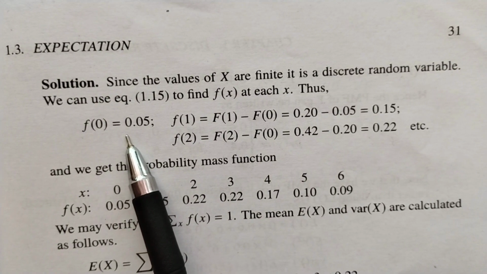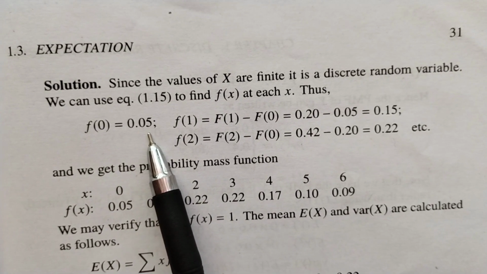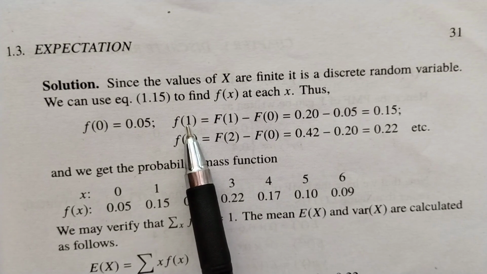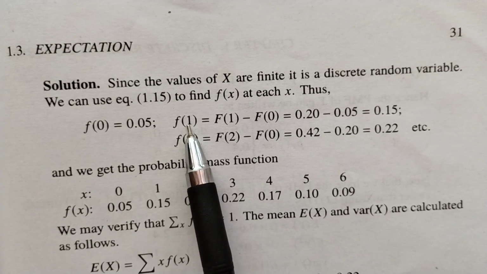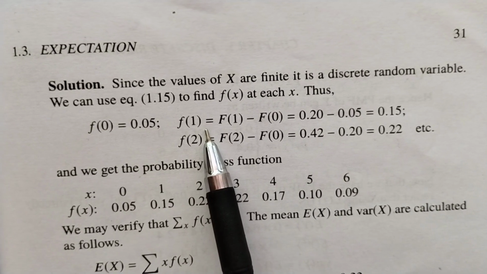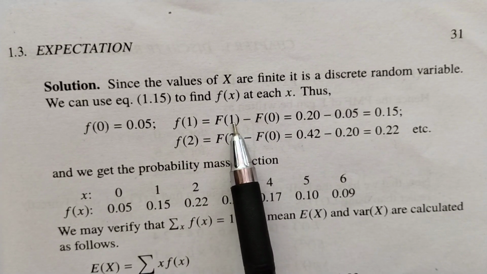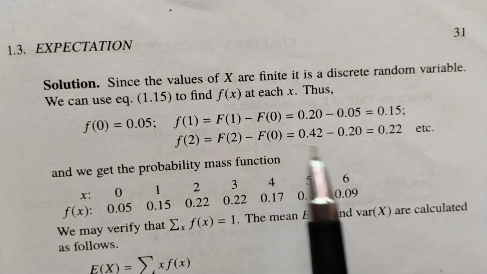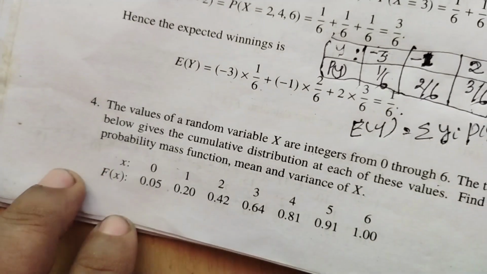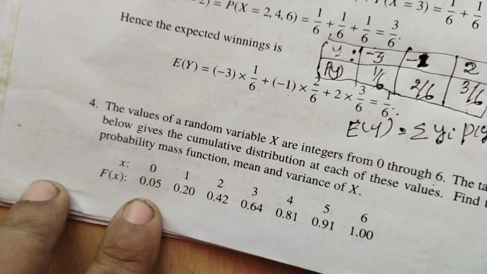F of 0 is equal to 0.05. You take the first value. Then what is f of 1? Since the given function is cumulative, you subtract the first value from the second one. That is F of 1 minus F of 0, that is f of 1 is equal to 0.20 minus 0.05.